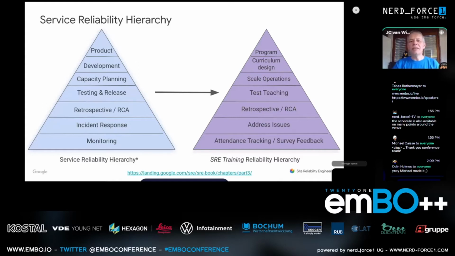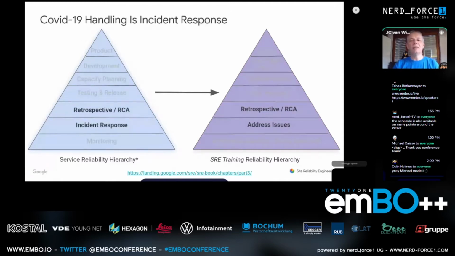So what we did was we had this incident. We heard that COVID-19 was preventing us from teaching in a classroom. How do we do this? Well, it was not so much the attendance tracking and the survey feedback that gave us this input that we needed to do something. We heard, and I will show you later. So we had to address this issue. And after we addressed the issue, we needed to write a retrospective and do a root cause analysis, which indeed we did, and which I'm going to share with you.